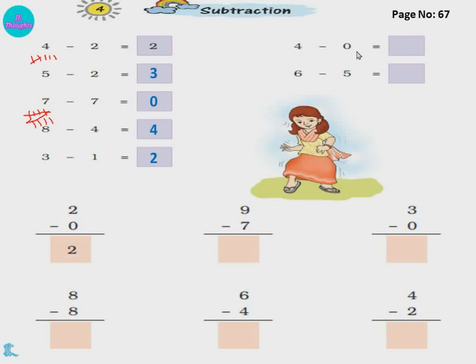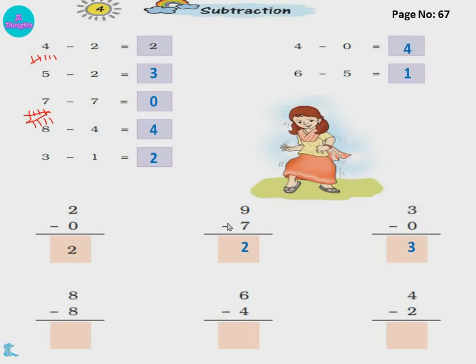Now 4 minus 0. From 4, if we don't remove anything, 4 will be left. 6 minus 5. Open 6 fingers, close 5 fingers. How many left? 1. Similarly, 2 minus 0 is 2. 9 minus 7. Open 9 fingers, close 7 fingers in that. Then the left out answer is 2. 3 minus 0. From 3, if we don't remove anything, the answer is 3.